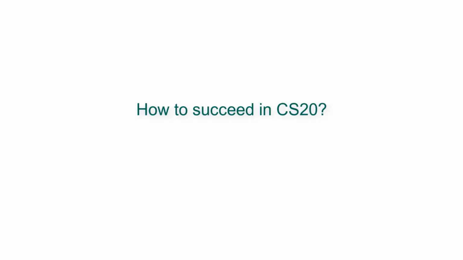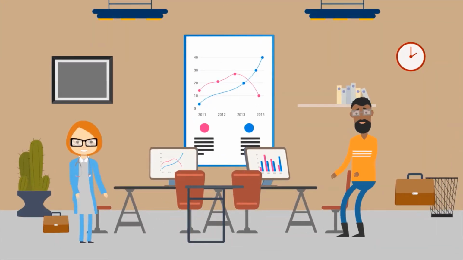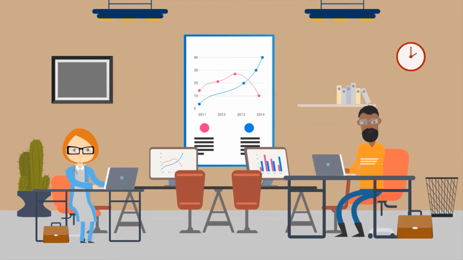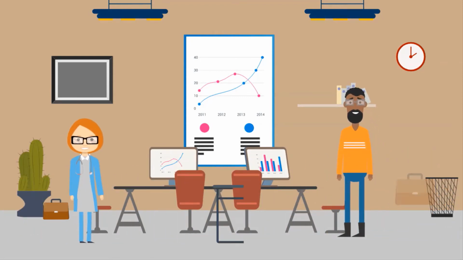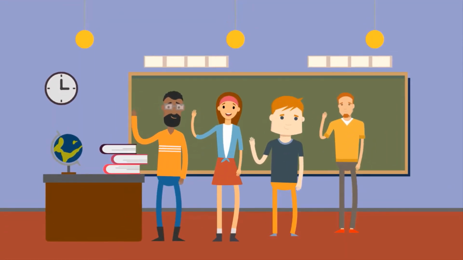Now, how do you succeed in CS20? The first and foremost thing is to finish all the assigned work promptly. No procrastination, just try to get it done, move on, attend all the lectures and lab sessions. Don't hesitate to ask for help when you need it.